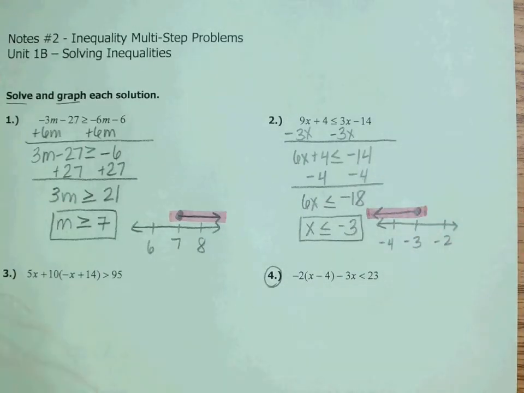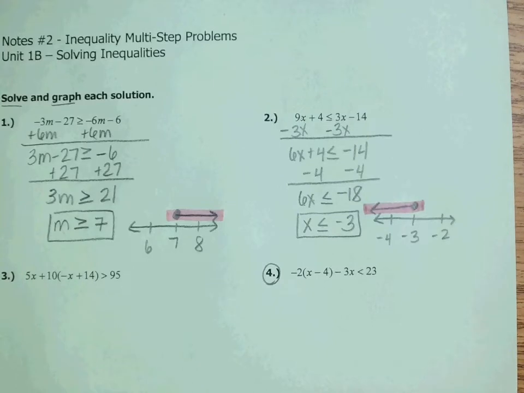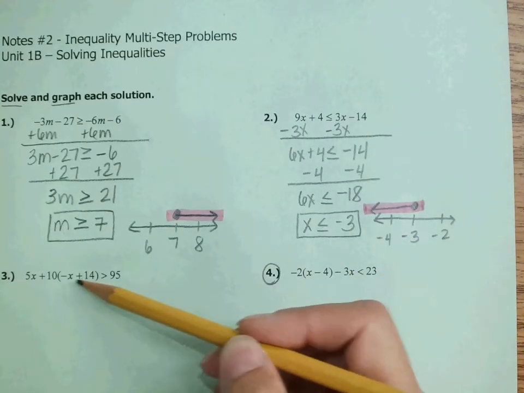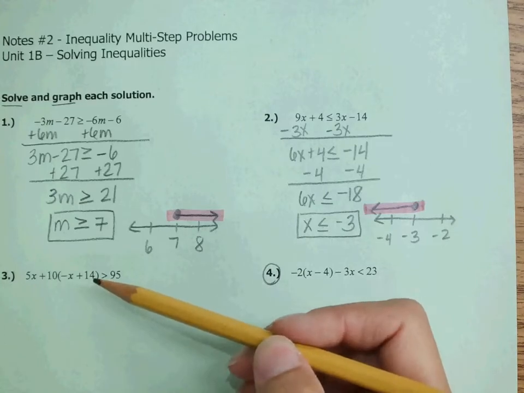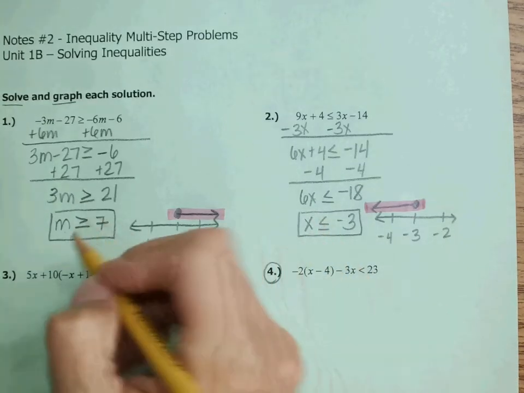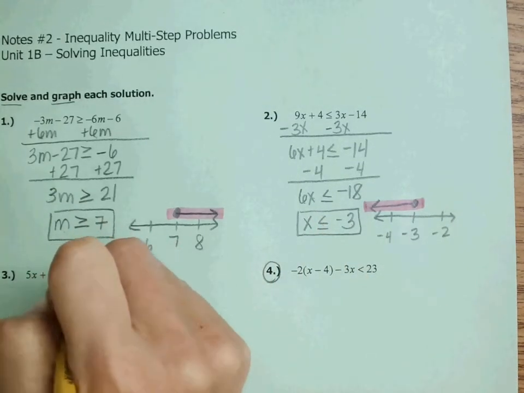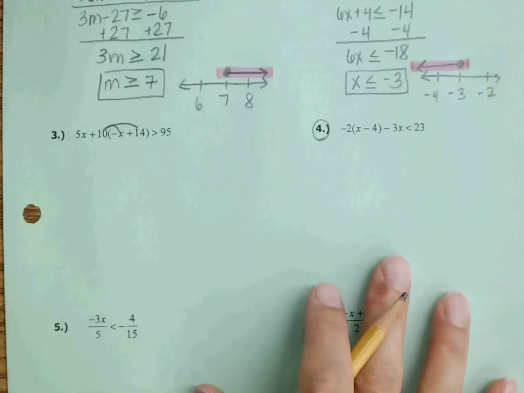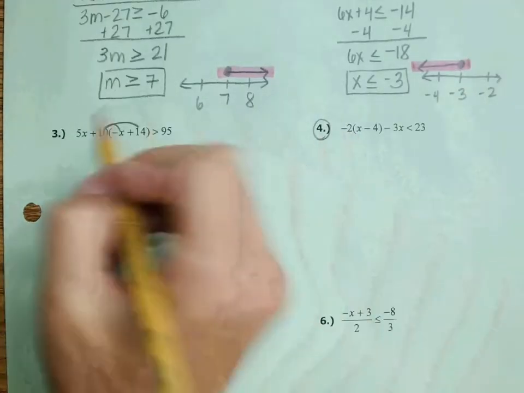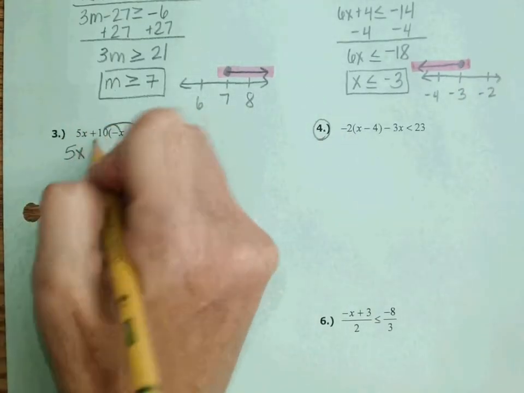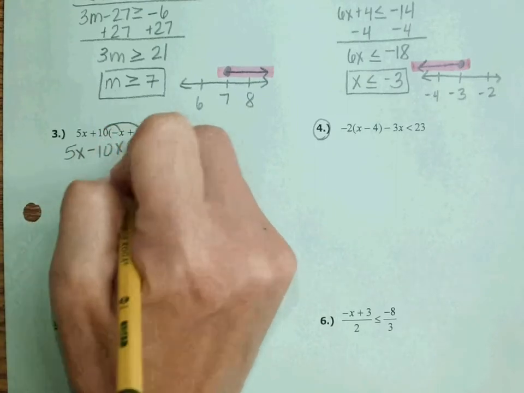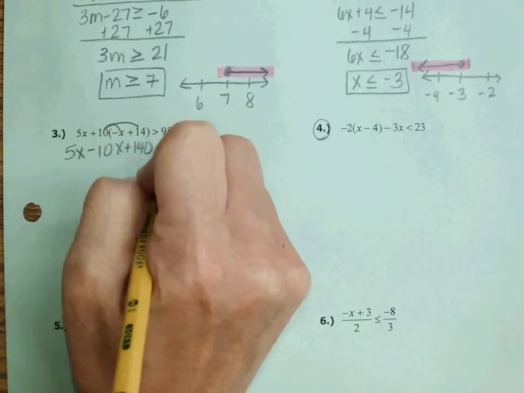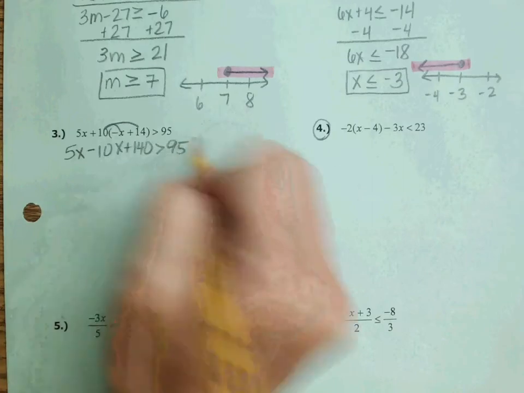Okay, let's try number 3. A little bit more with my strategies. I see I have parentheses and an expression in parentheses, so I think I'm going to have to distribute first. So let's do that. 3 times negative x, and then 3 times 14. Everything else is going to get dropped down. So that'll be 5x minus 10x plus 140 is greater than 95.